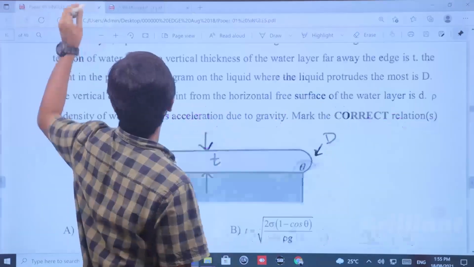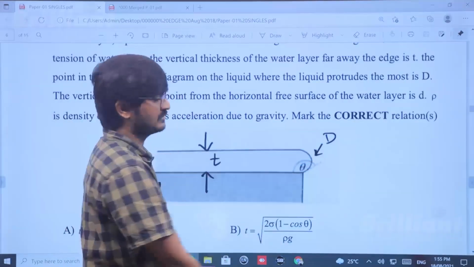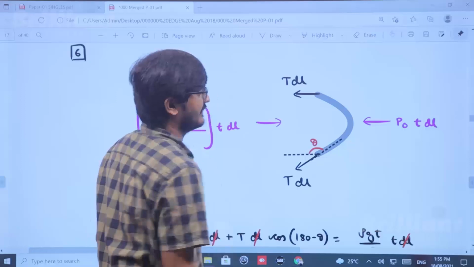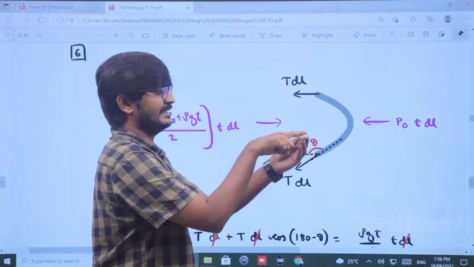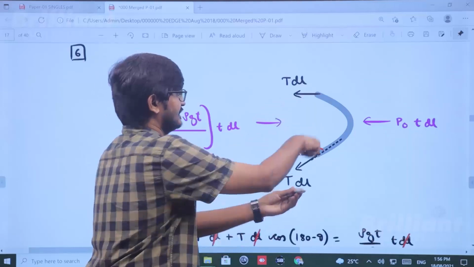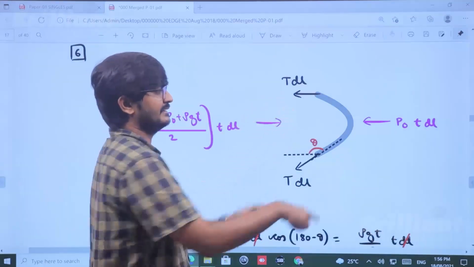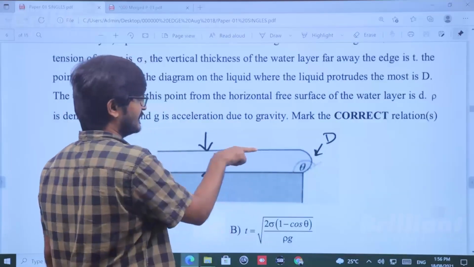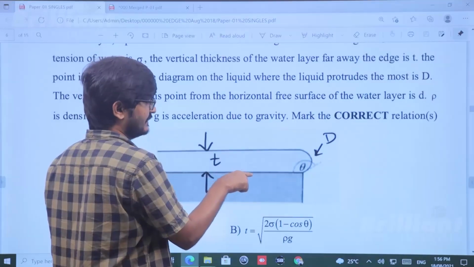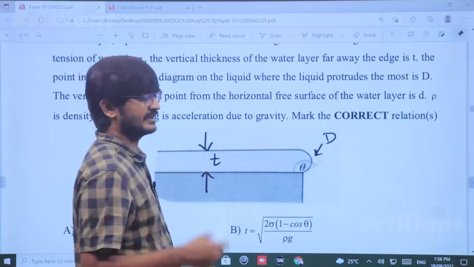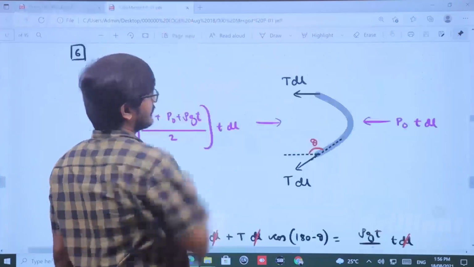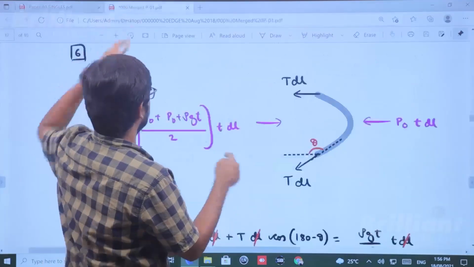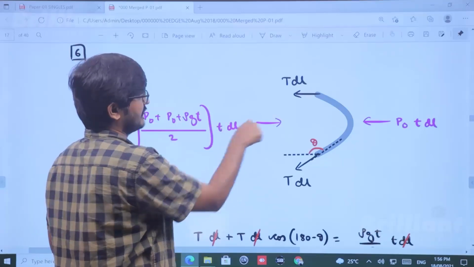Now apart from that, from outside the pressure is P naught. So from outside the force will be pressure times effective area. Effective area is how much? This length is dl and this length is t, right? So dl times t. Now similarly, what will be the force from this side? This pressure is P naught, and this pressure is P naught plus rho g t. So you can go with integration, or you know the well known result: average pressure times effective area. Average pressure is pressure at the top plus pressure at the bottom by 2, times the effective area t dl.